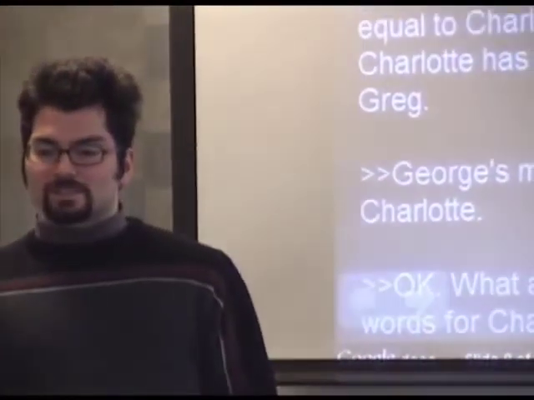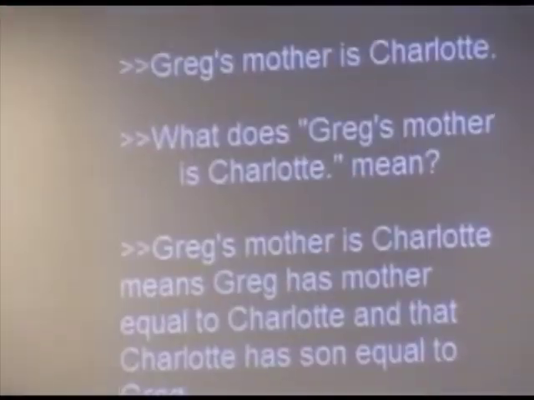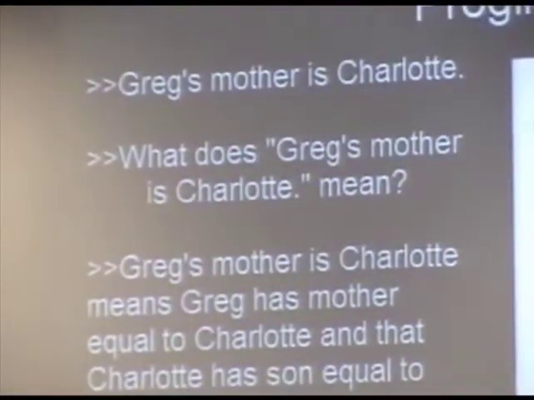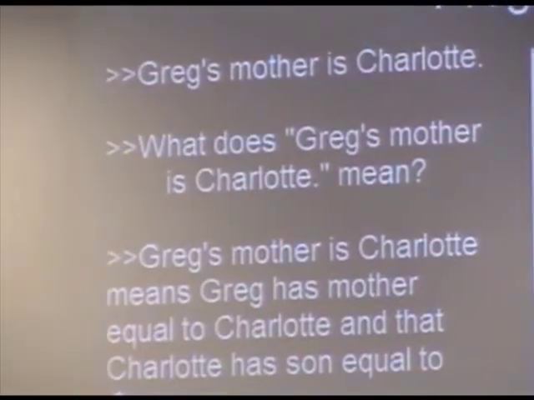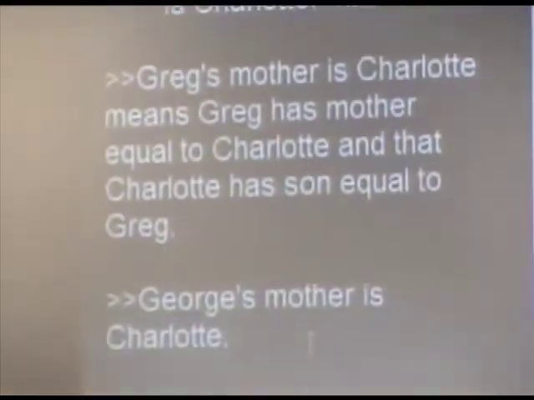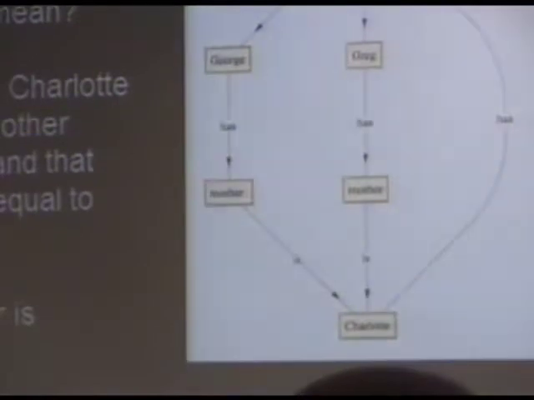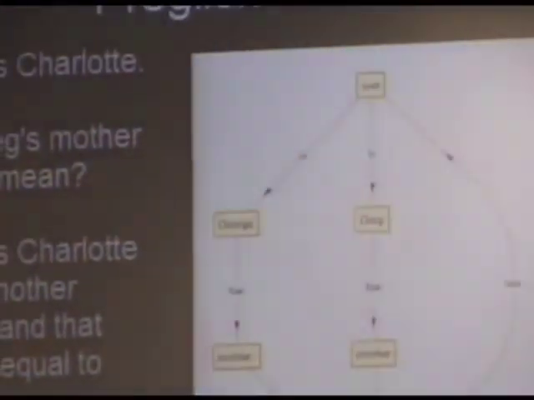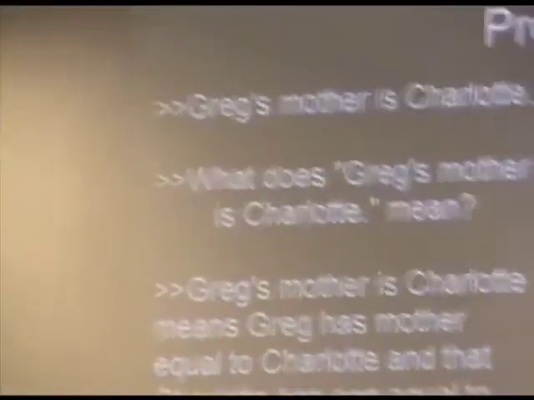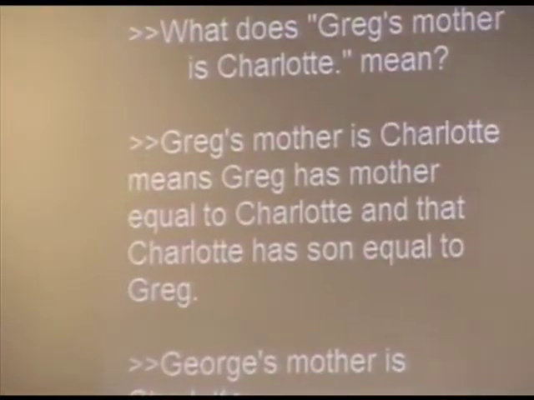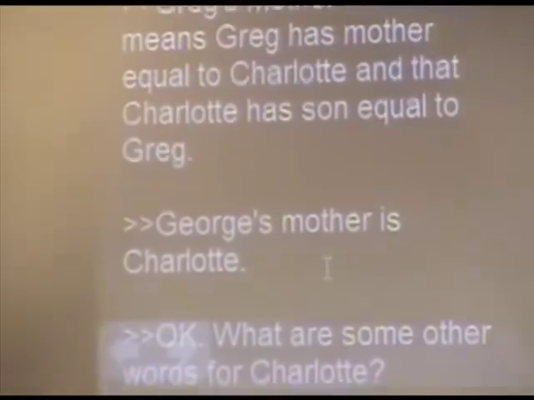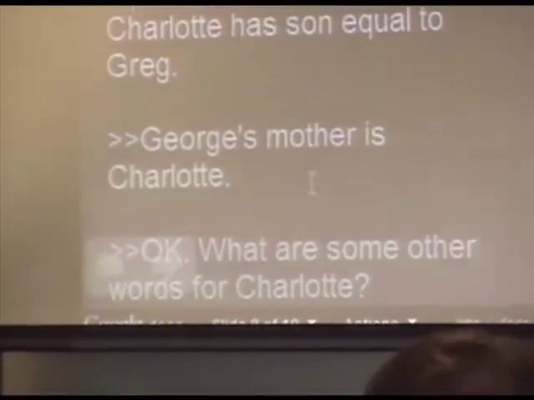So this is a sample dialog that you would have in trusted mode. I haven't gotten past trusted mode yet because it just doesn't have that much information in it. But you might say something to it like, Greg's mother is Charlotte. And then the system will say, what does Greg's mother is Charlotte mean? Because it's never encountered that type of sentence before. So you say Greg's mother is Charlotte means that Greg has mother equal to Charlotte and that Charlotte has son equal to Greg.